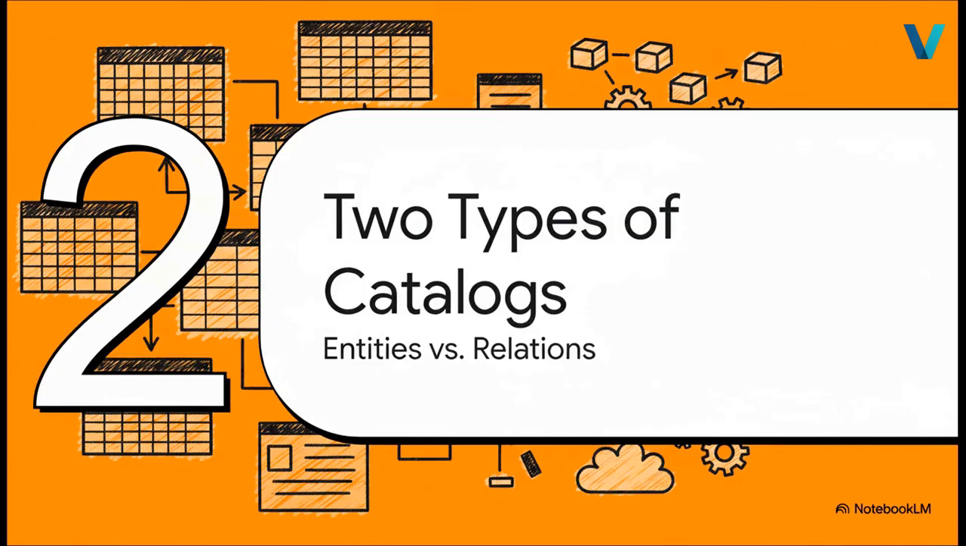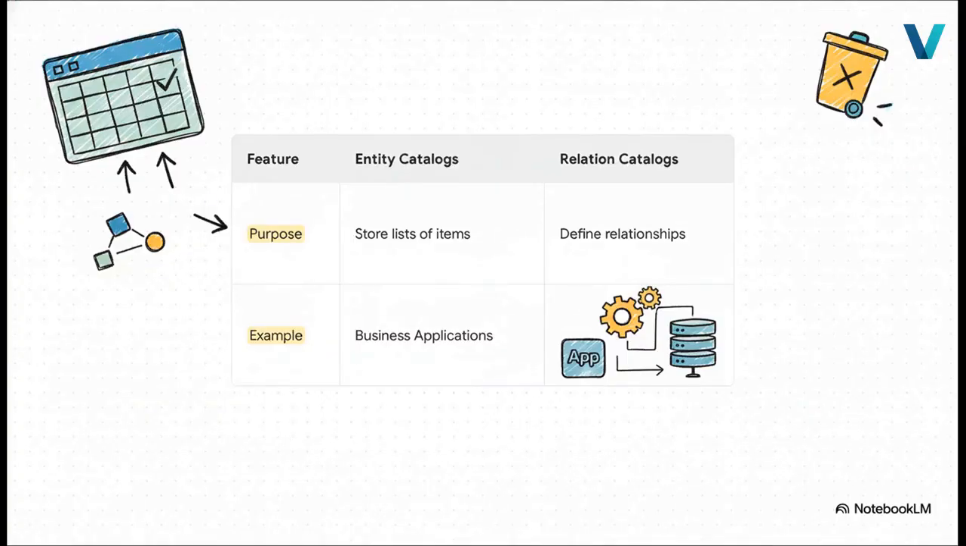Now, here's something you gotta know. Not all catalogs are created equal. In Vistalyn, there are two distinct types that work together perfectly. You've got your entity catalogs and your relation catalogs. Here's a really simple way to think about it. Entity catalogs are your nouns. They're the lists of things, your architectural components like your business applications or servers. Then you have relation catalogs, and those are your verbs. They define how those nouns connect to each other. For example, a relation catalog could map which applications are running on which servers. It literally tells the story of how your architecture actually works.